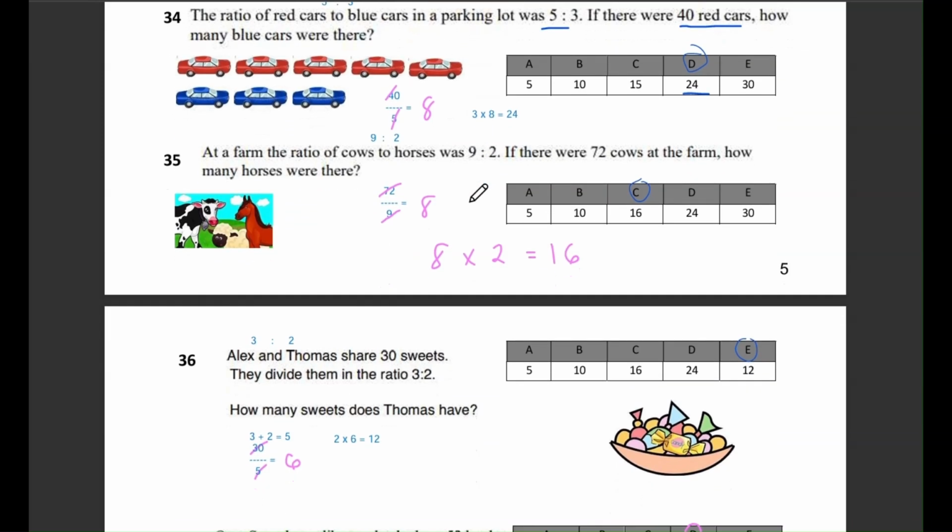Question 35. Here's another ratio problem. On a farm, the ratio of cows to horses is 9:2. If there are 72 cows, how many horses are there? Our multiple choice options are A 5, B 10, C 16, D 24, and E 30. The correct answer is C, which is 16. So because 9 corresponds to 72, which is multiplied by 8, to find the amount of horses, we do the same and times the 2 by 8, which gives us 16.